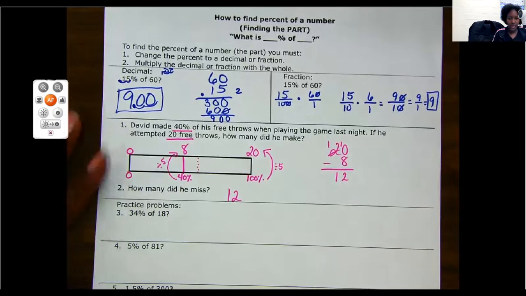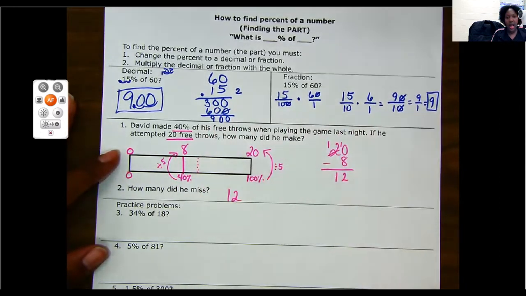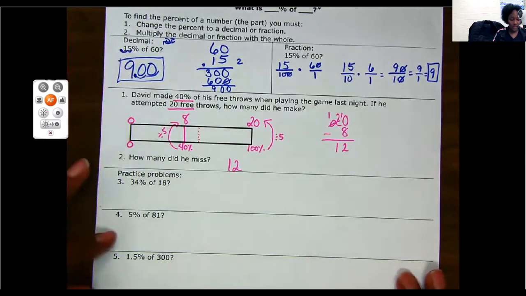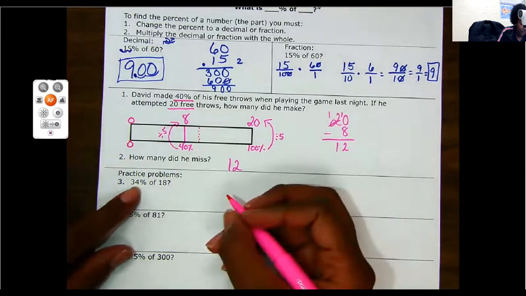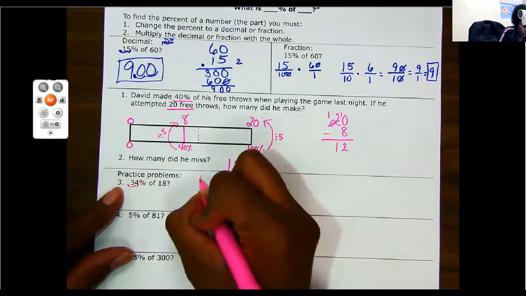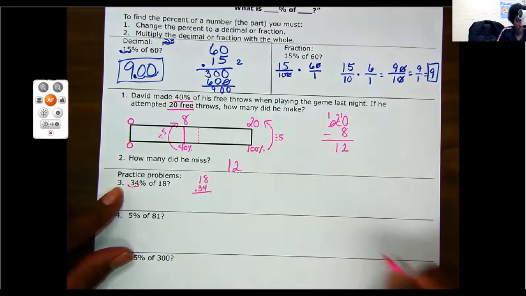All right. Again, this is just another way to help solve. You do not have to use it. I've shown you 3 different ways. I think most of you will like the decimal, so I'm going to go ahead and solve the rest of them with the decimal. 34% as a decimal, if I use Dr. Pepper, 1, 2. So I'm going to be doing 18 times 3.4.